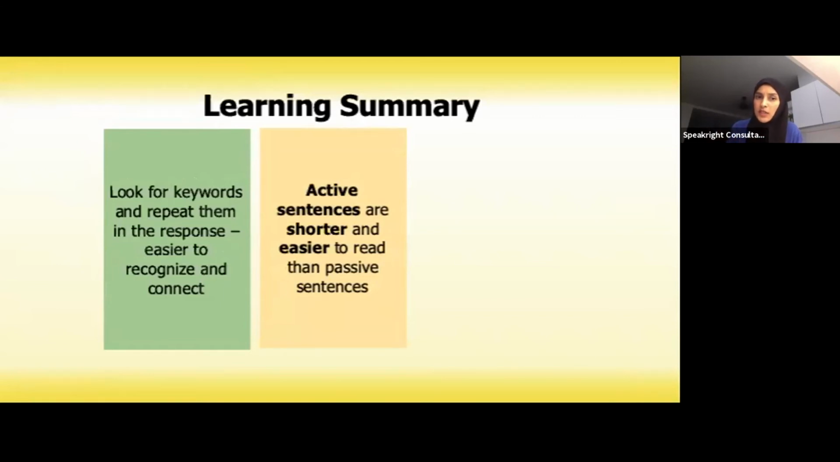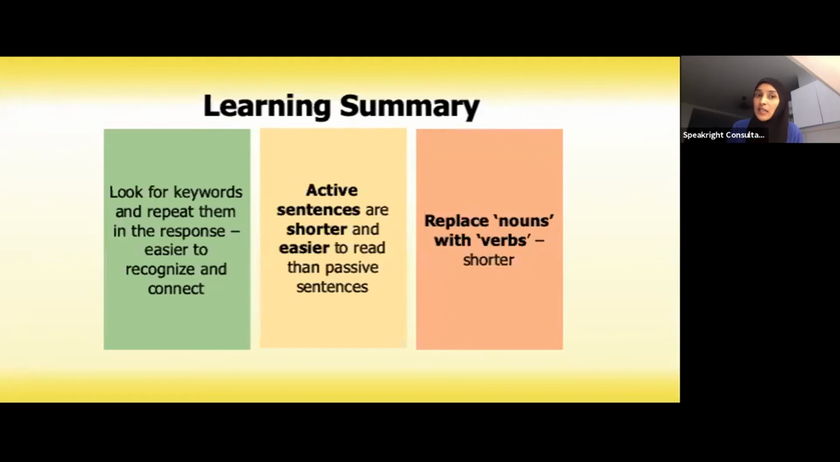In case you're still wondering, active sentences are sentences that start with we, they, you, instead of the object at the front. You might want to do some search into English books if you want to find examples of active sentences. Finally, replace nouns with verbs. Instead of saying the improvement of, say improve. The development of, say develop. Make it easier. Okay, so we are now at the end of our session.